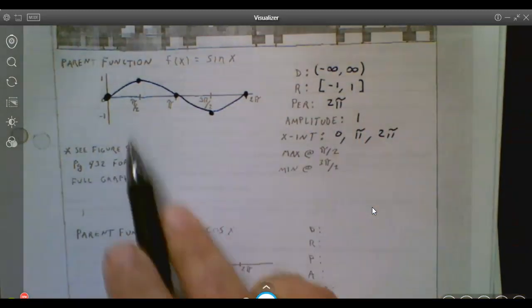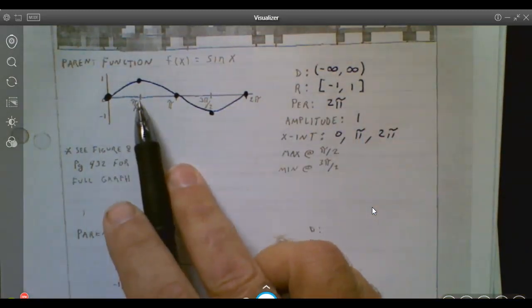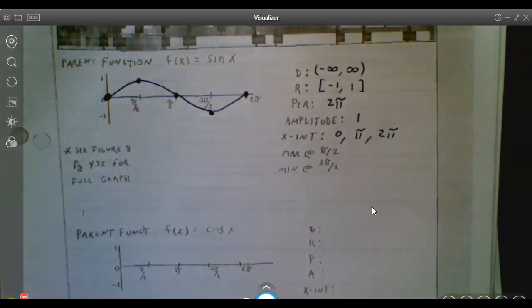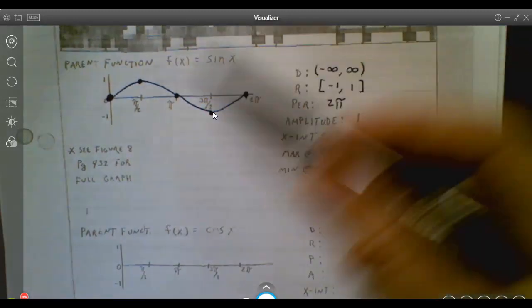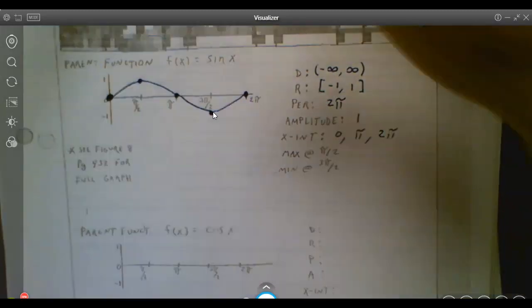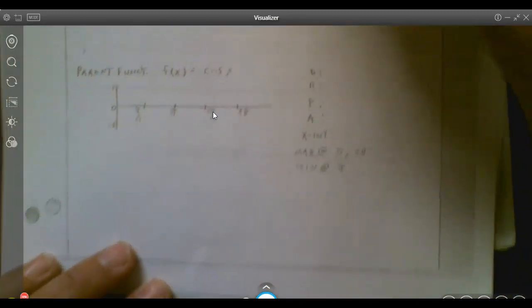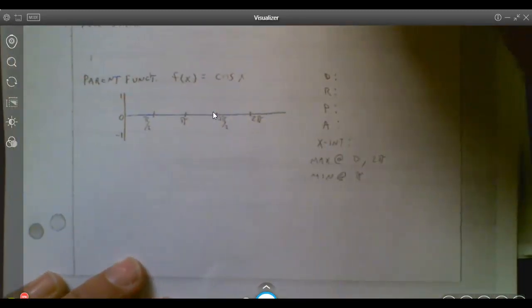And then, of course, we get our maximum value where x is pi over 2, all the way up to positive 1. So for our max at pi over 2, the height is 1, and then, of course, the minimum occurs at 3 pi over 2 at negative 1. So those are where the max and the mins take place. So that's all the details of the parent function for a sine function. Let's do the same thing for cosine, and then we'll move on from here.